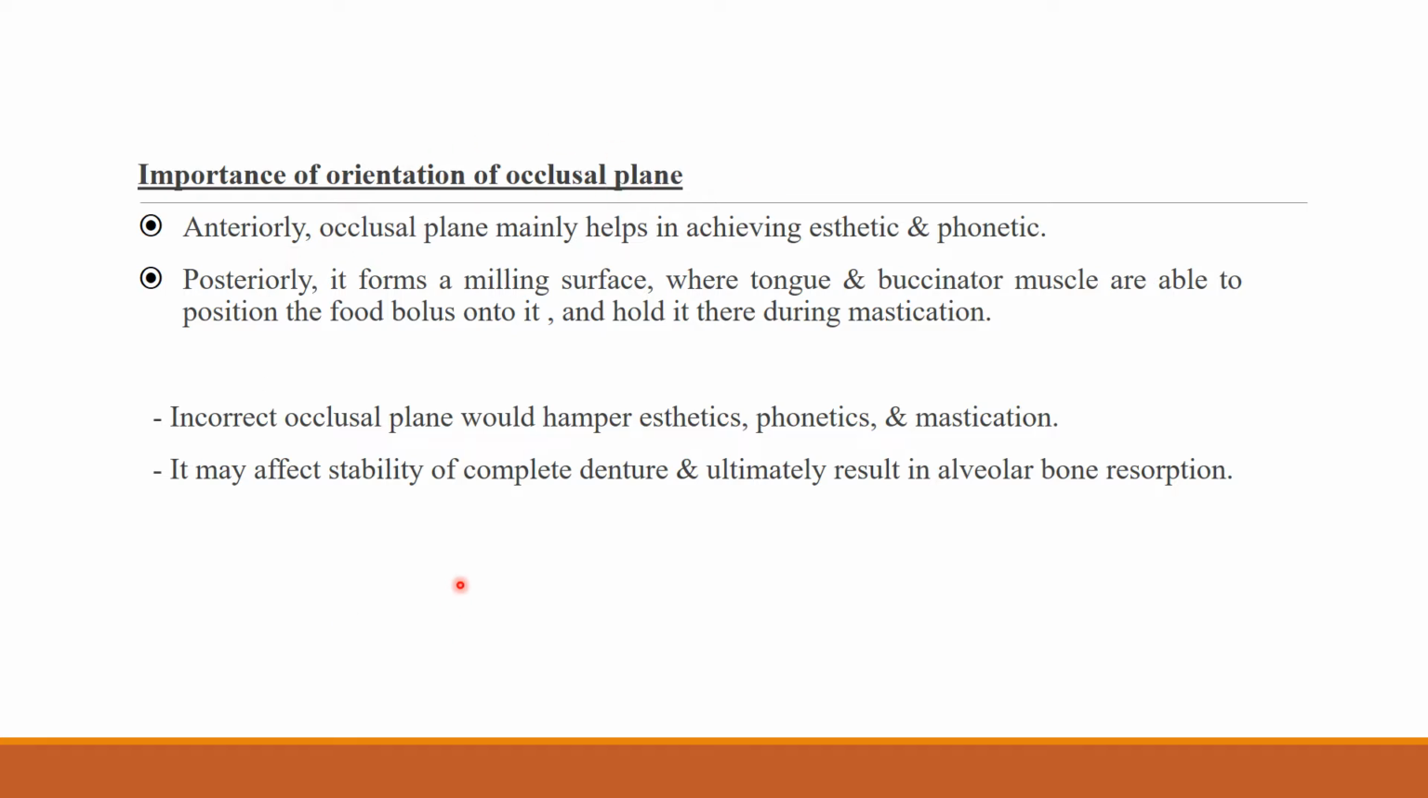Anteriorly, occlusal plane mainly helps in achieving aesthetics and phonetics. Posteriorly, when there are muscles which come into play, which is the tongue and the buccinator muscle, it helps to position the bolus of the food and holds it during mastication. So incorrect occlusal plane hampers the aesthetics, phonetics, and mastication. It may affect the stability of the denture and that may create a resorption.